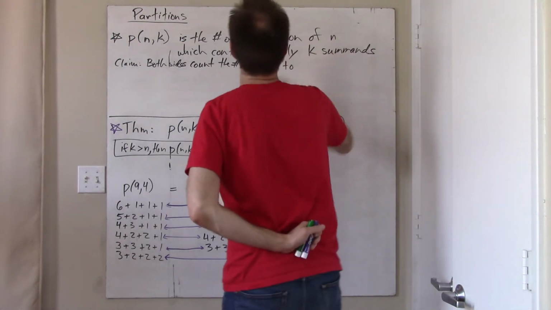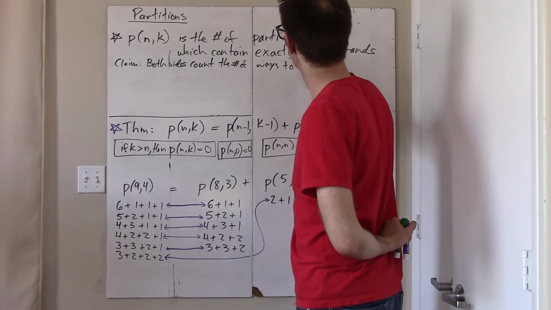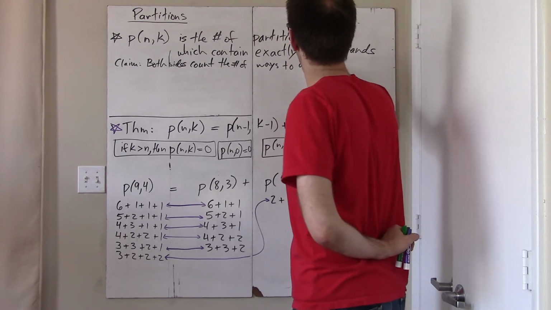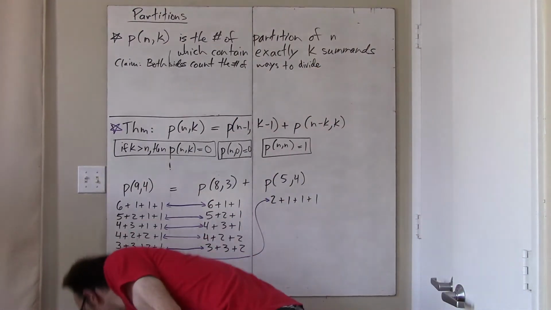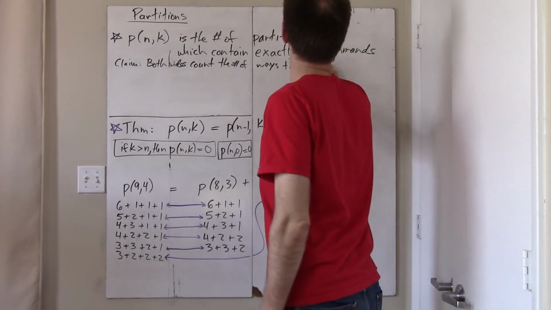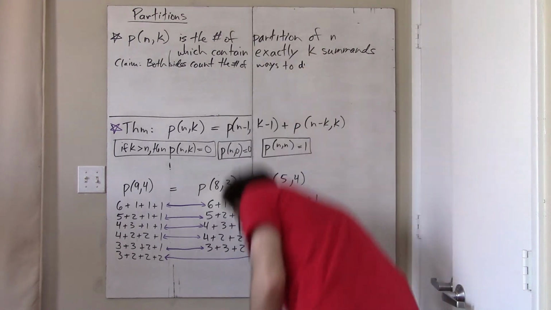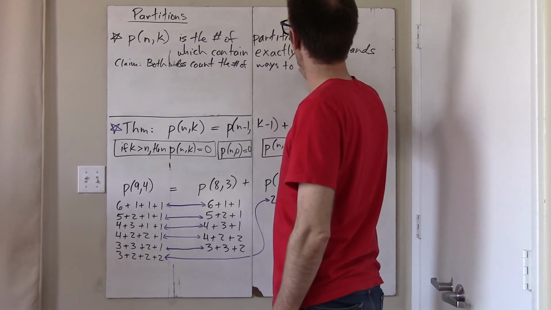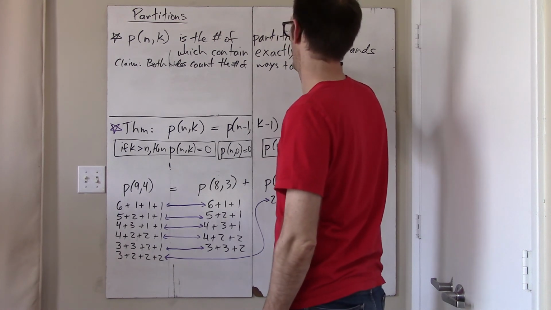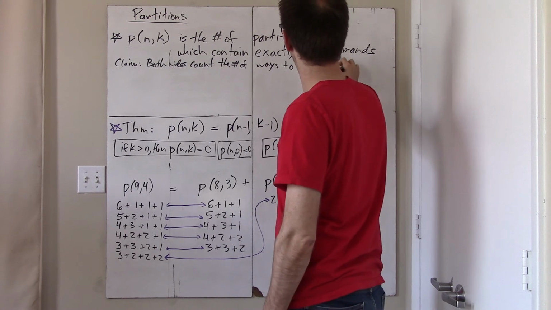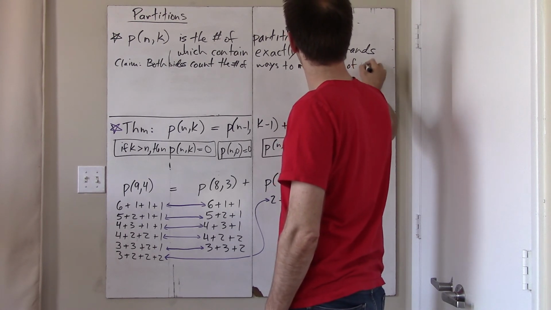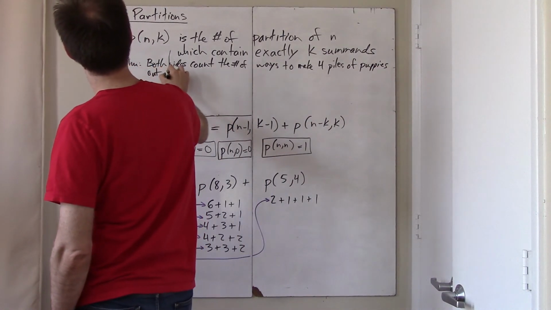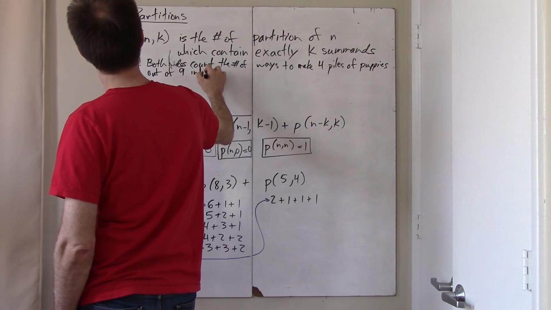Both sides count the number of ways to make 4 piles of puppies out of 9 indistinguishable puppies.